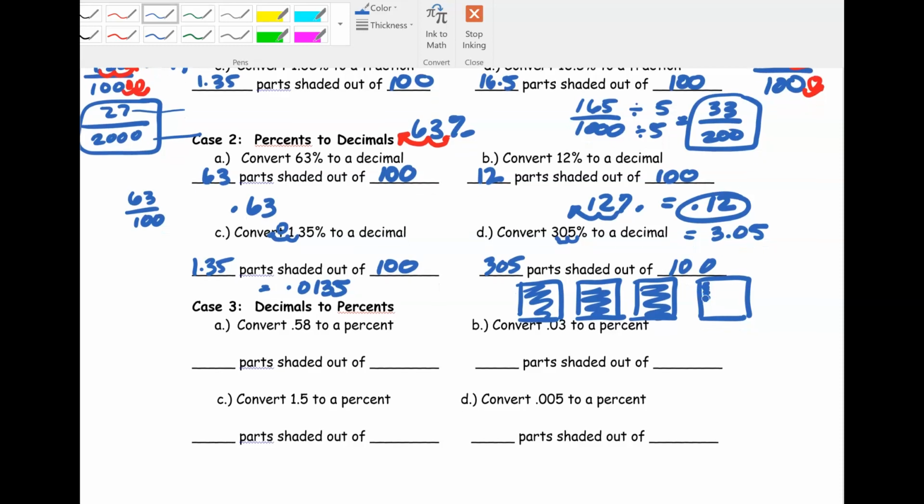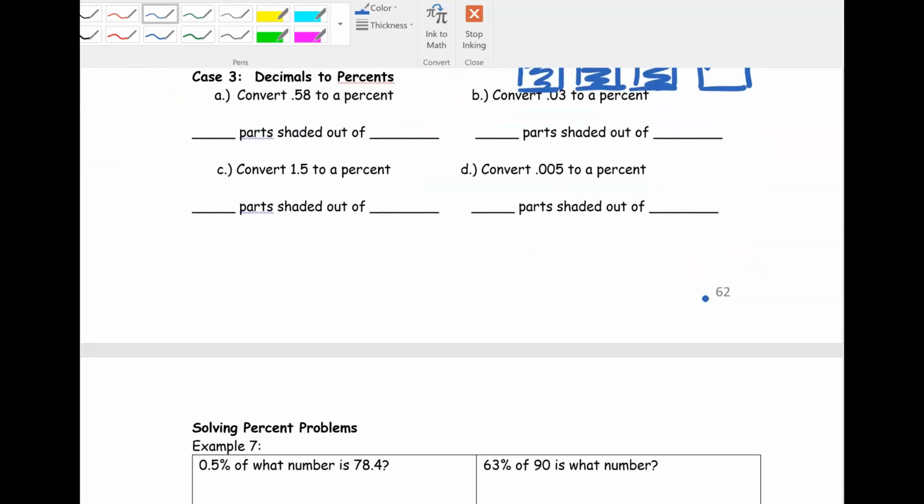So case 3, now let's go decimal to percentage. So this is backwards, the opposite of what we just did. We moved our decimal left 2 places to go from percent to decimal. Now we can go backwards, so to the right 2 spots. So 0.58 is 58 parts shaded out of 100, and the percentage would just be 58%.